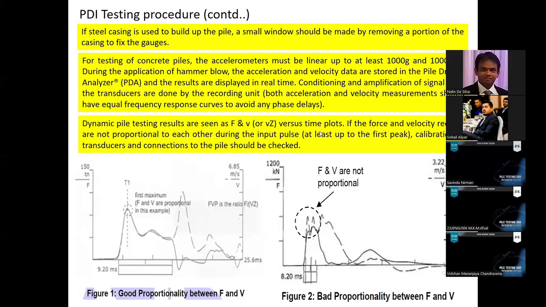right? So I told you that we need to check the quality of the instruments. So this is a typical wave record.